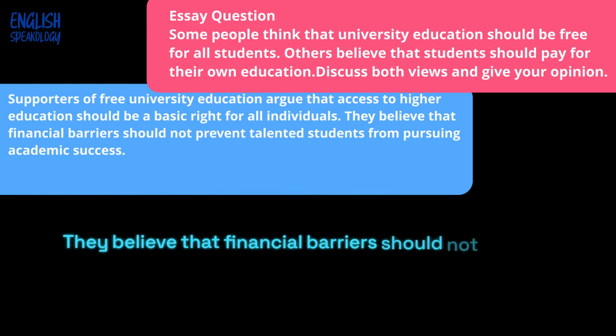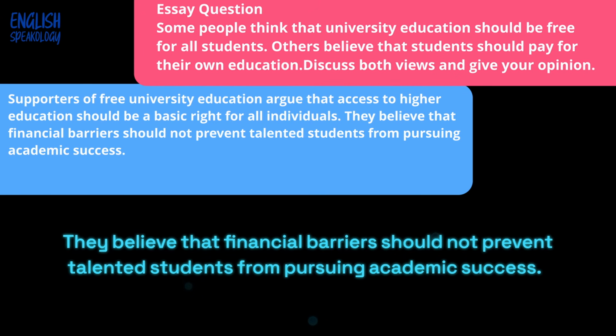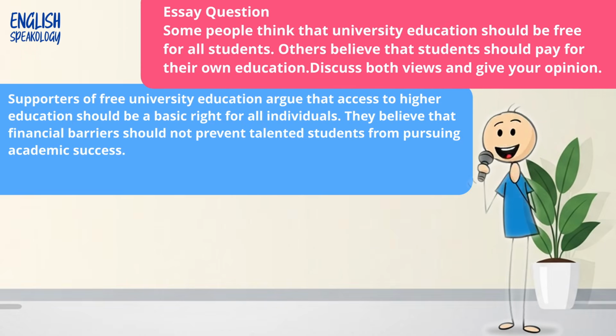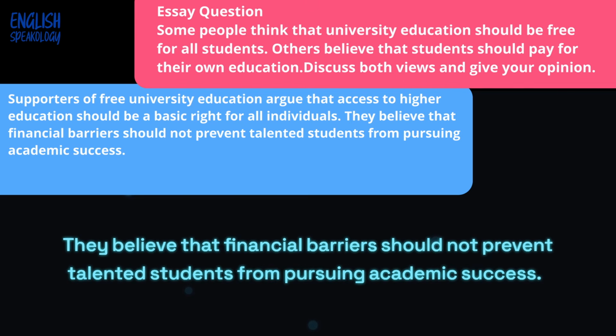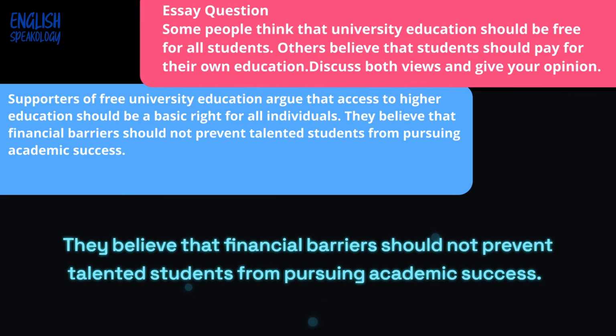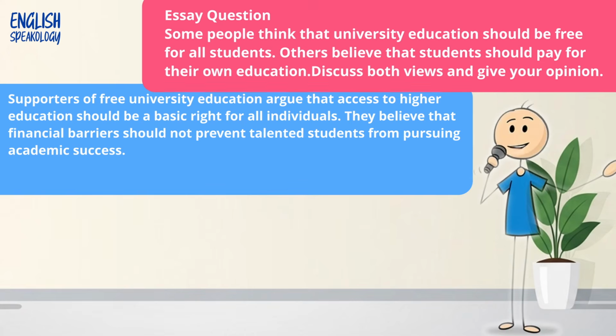They believe that financial barriers should not prevent talented students from pursuing academic success. This sentence explains the previous idea. If university is expensive, many talented students from poor families may not have the opportunity to study. So this argument focuses on fairness and equality. Now we add further explanation.